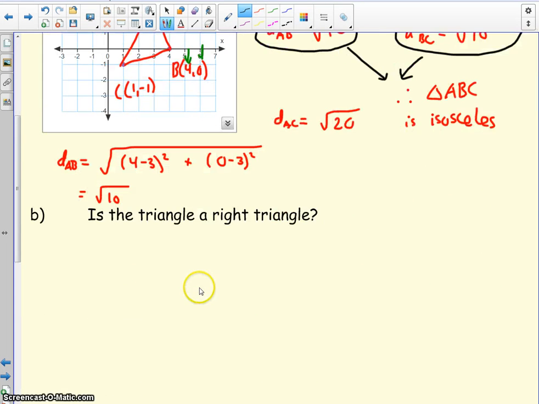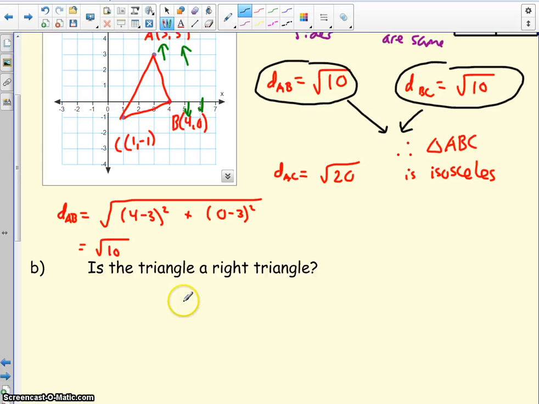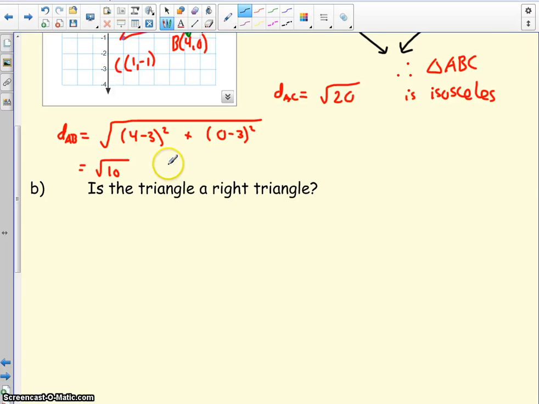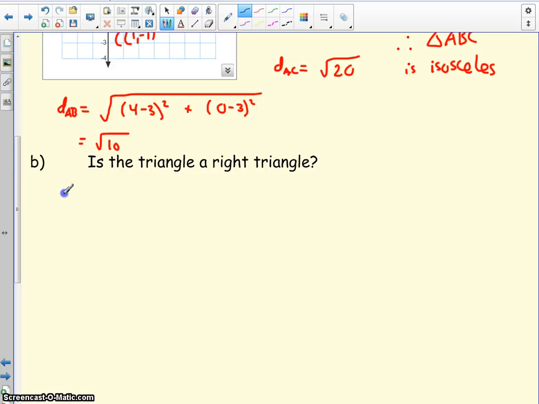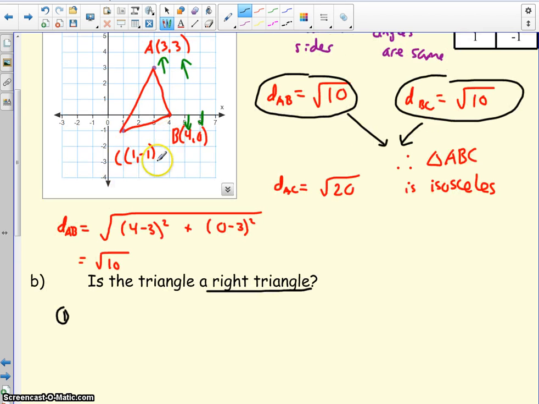So part B asks you to take it a step further and say, okay, is the triangle a right triangle? So what we're going to look for is if there's going to be a right angle in here. So think for a sec how you might be able to tell if there's a right angle in there. There's two ways you can go about this. So one way is if it's a right triangle, there's a 90-degree angle. And if there's a 90-degree angle in the triangle, that means the slopes will be negative reciprocals of each other. That's one of the things you saw back in grade 9, right? If two slopes are negative reciprocals of each other, it means they are perpendicular.